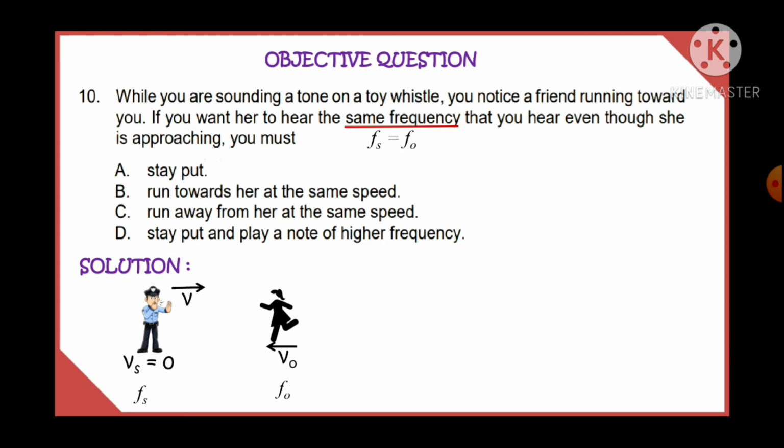If you refer to this picture, the whistle that produces the sound is the source, which is stationary, so Vs is equal to zero. The direction of the sound is always toward the observer. And in this case, the observer is running approaching the source, so the direction is toward the source, which is V naught. Fs is the frequency of the sound source. F naught is the frequency heard by the observer.